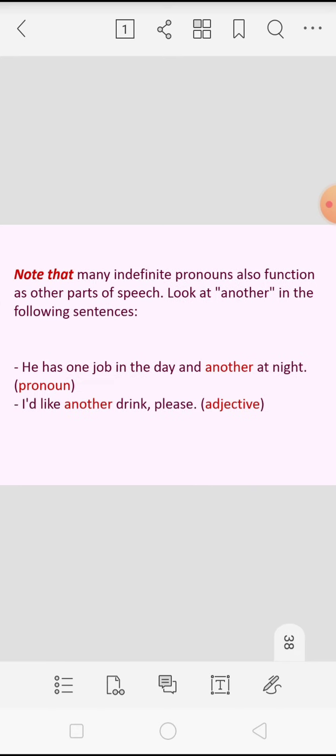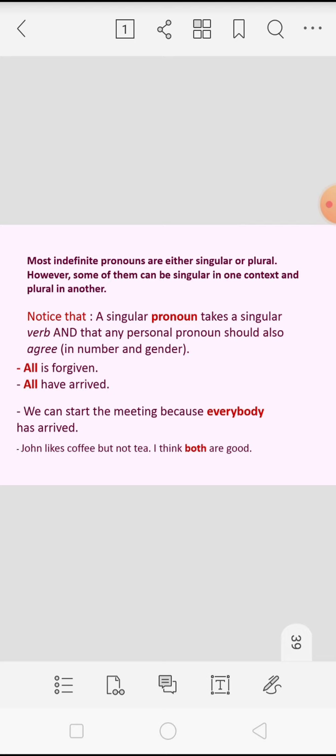Most indefinite pronouns are either singular or plural. However, some of them can be singular in one context and plural in another. Notice that a singular pronoun takes a singular verb, and that any personal pronoun should also agree in number and gender. All is forgiven. All have arrived. We can start the meeting because everybody has arrived. John likes coffee but not tea. I think both are good.